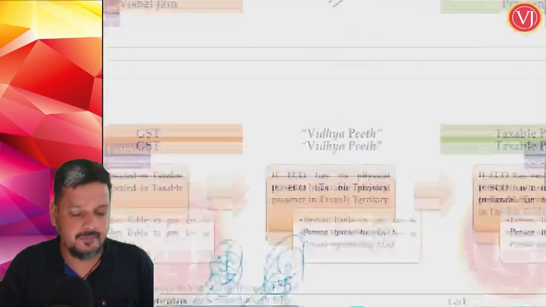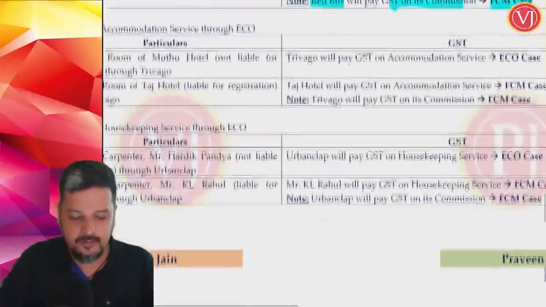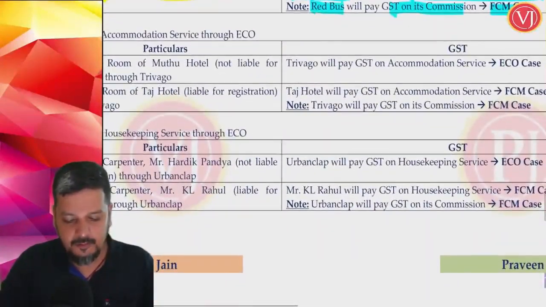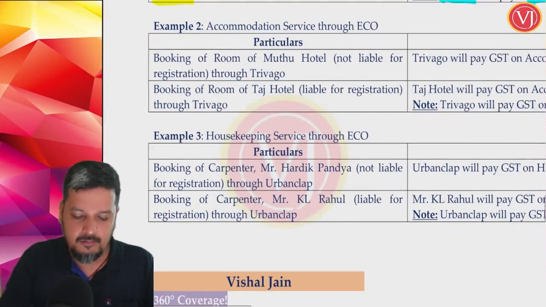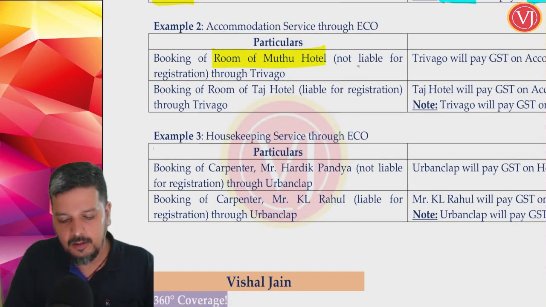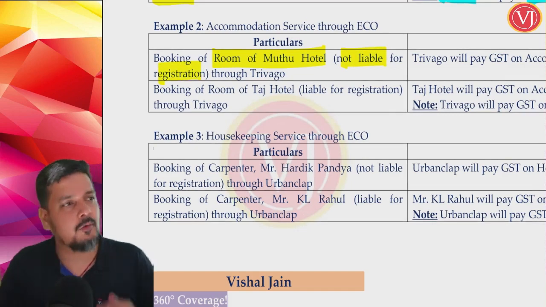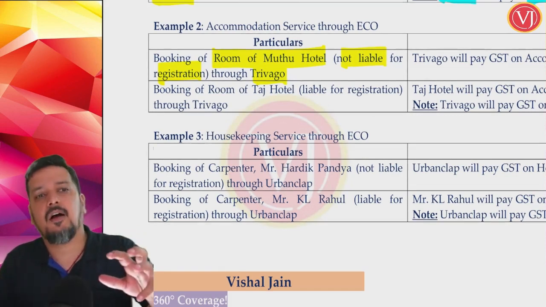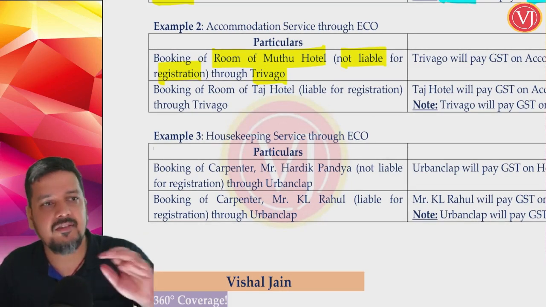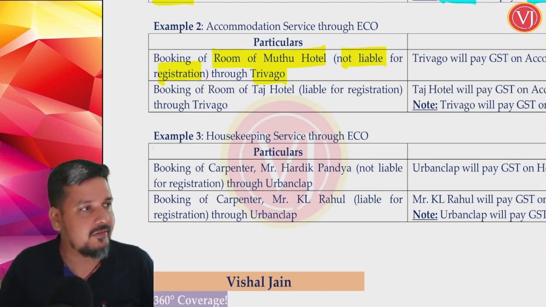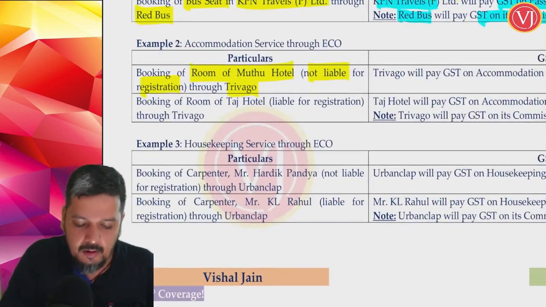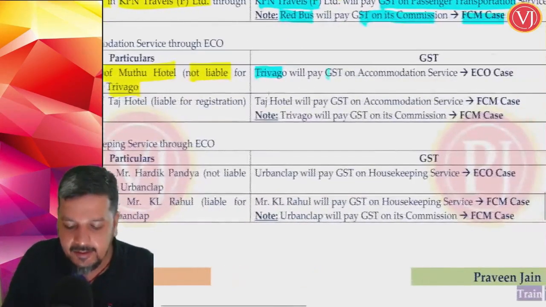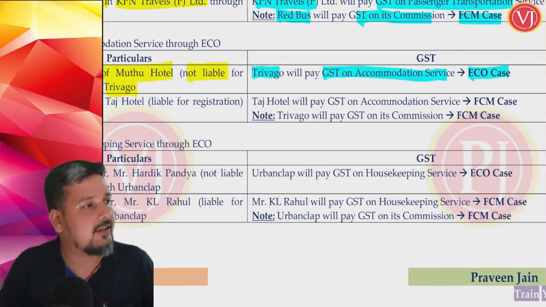FCM category. Now let us understand this also. Supposing you are booking a room of Muthu Hotel, which is not liable for registration, through Trivago. Muthu Hotel is a small hotel. Supposing room accommodation charges are 1000 rupees, Trivago commission is 100 rupees. Now, Trivago will pay GST on the entire 1000 rupees, ECO category.